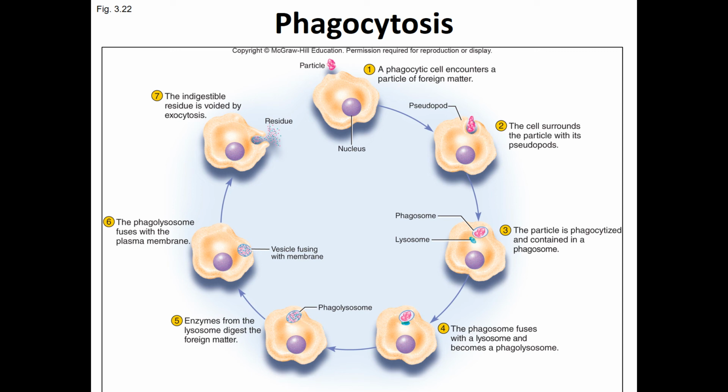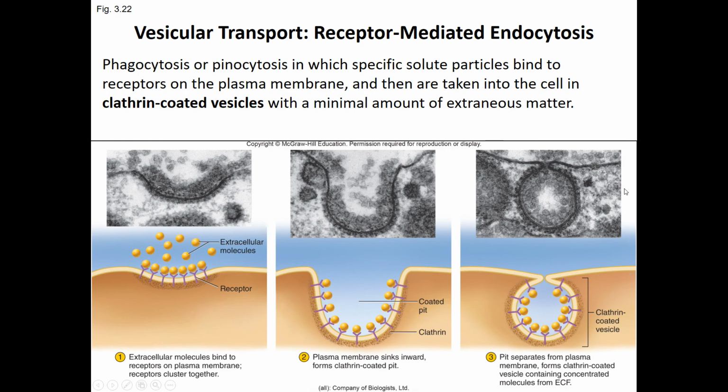Once that's occurred, a number of things can happen with the contents of the phagolysosome. In this example, it shows you that that vesicle then once again fuses with that plasma membrane and then allows the digested particulate matter to be eliminated from the cell. This is actually what we know as exocytosis, which we'll look at in a second, and it would be the opposite of endocytosis. Receptor-mediated endocytosis is a more specific kind of endocytosis.